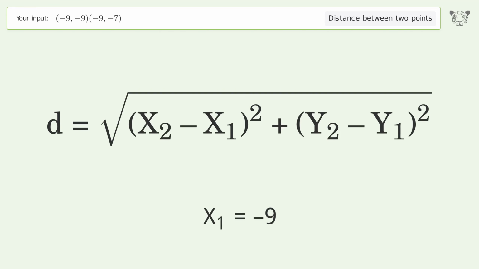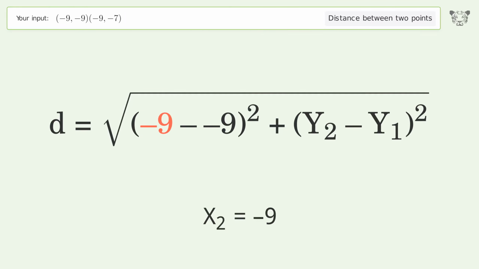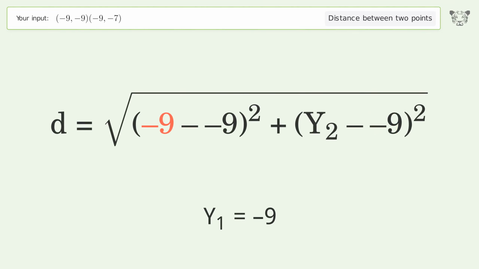x1 equals -9. x2 equals -9. y1 equals -9. y2 equals -7.